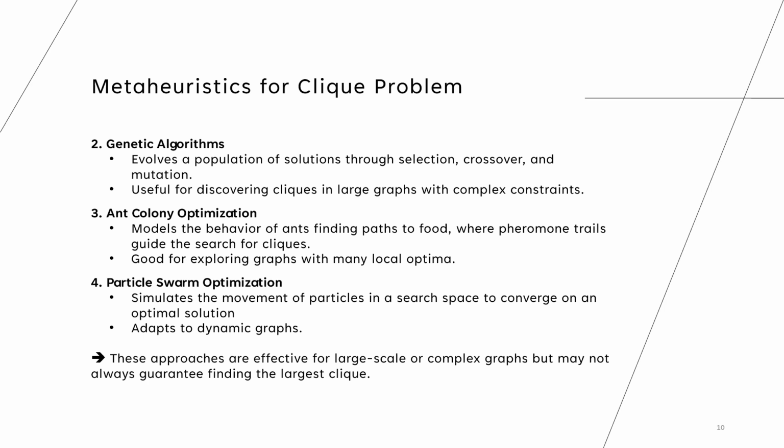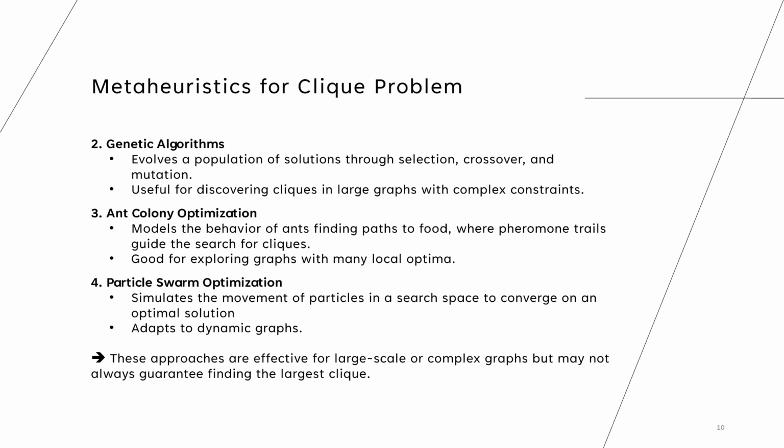The other meta-heuristic method is genetic algorithms, which involves a population of solutions by simulating natural processes such as selection, crossover, and mutation. It is particularly effective for discovering cliques in large graphs with complex constraints, offering flexibility in diverse scenarios. Another one is ant colony optimization, which mimics the behavior of ants finding paths to food, using pheromone trails to guide the search for cliques. This method is particularly useful for graphs with many local optima, as it facilitates a robust exploration of the search space.